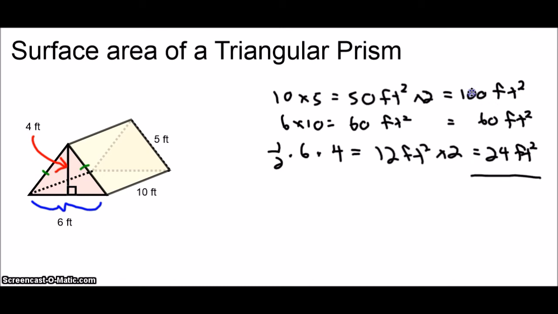Adding up the 2 yellow rectangles, the base, the bottom rectangle, and the 2 triangles, we get a total of 188 square feet.